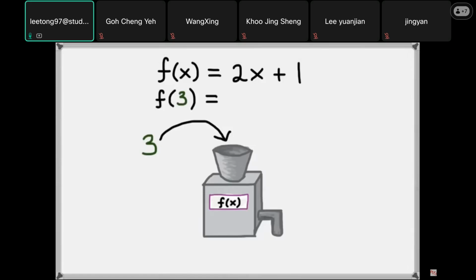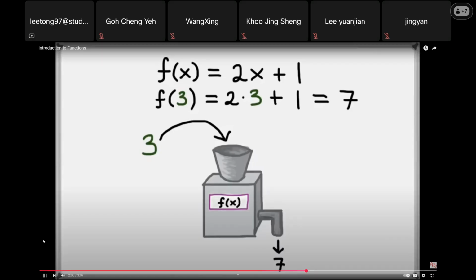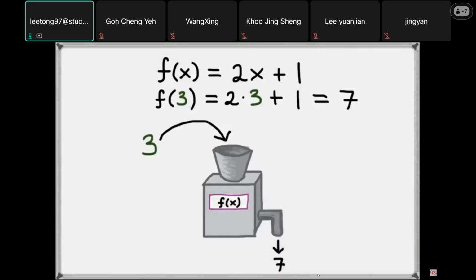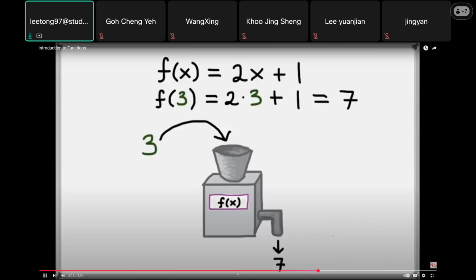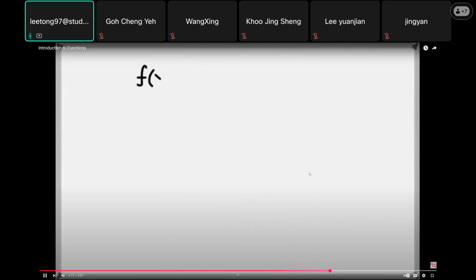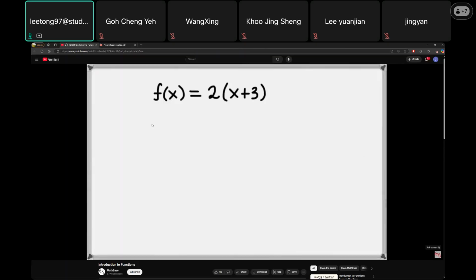What do we mean by that? f of 3 is going to be 2 times, so we have an x here, we're going to replace it with a 3. So we have 2 times 3 plus 1. And that equals 6 plus 1, which is 7. So when I put 3 into this function, I can expect to get 7 out of it. Anytime I put 3 into this function, I'll get 7 out. In fact, for any number that I put into this function, there's only one number that will come out of the function. That's the definition of a function. Here's one more example of a function.